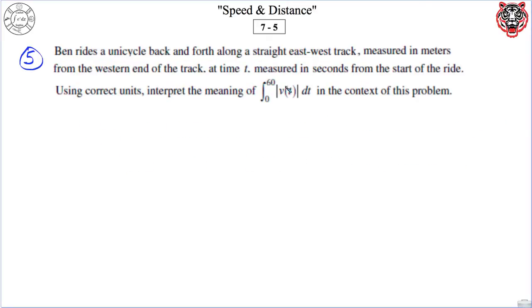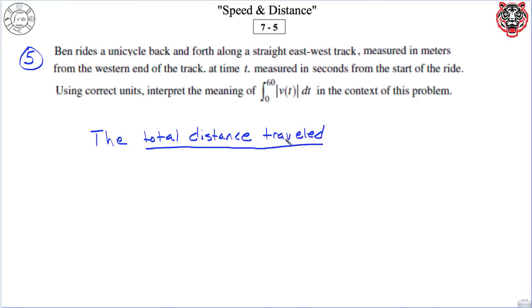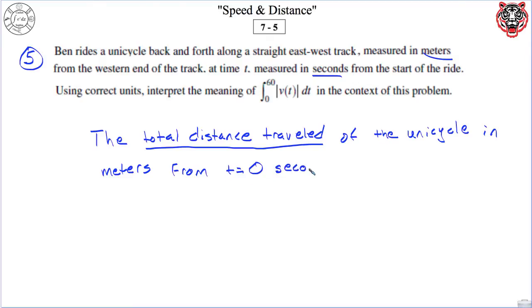And on to number 5, which is basically the same thing. So this is also going to be the total distance traveled. And again, the most important thing is this phrase, total distance traveled of the unicycle. And what are we in? We're in meters, and we're in per second. So in meters from t equals 0 seconds to 60 seconds.